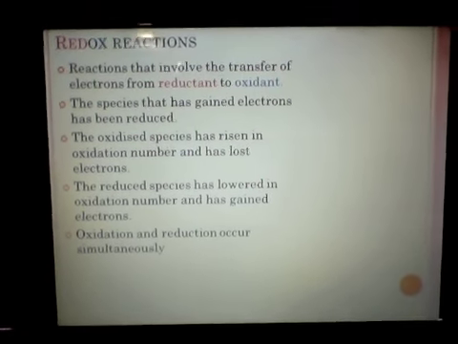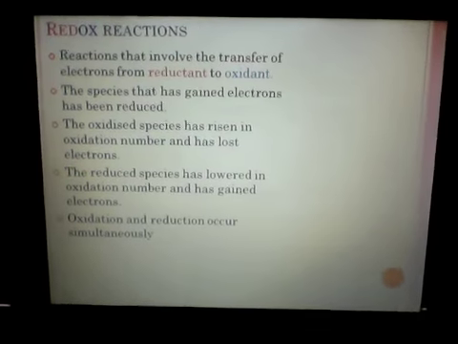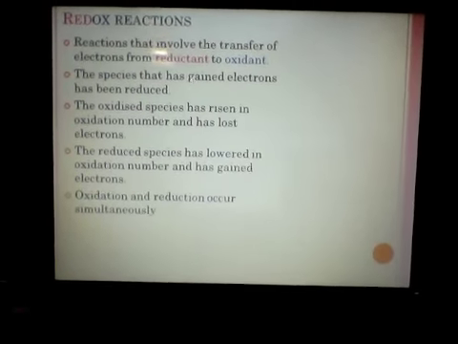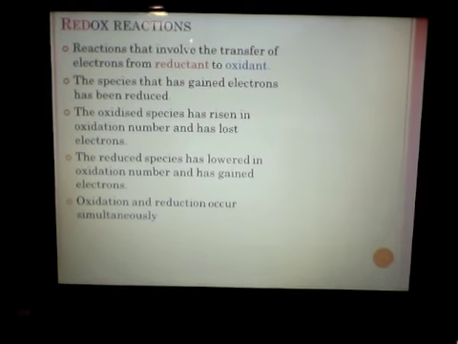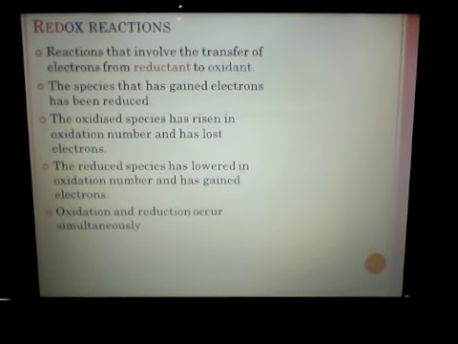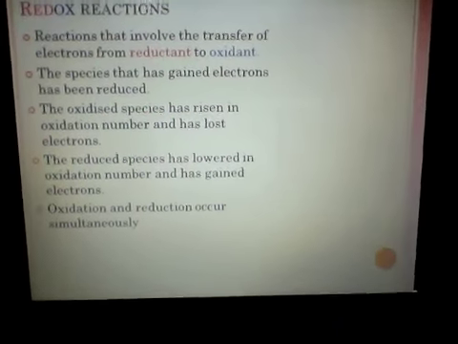Oxidation and reduction occur simultaneously. This is important. Where are the electrons going? We can't just spit out electrons. They have to go from one species to another. What do they go from? Oxidant to reductant, or reductant to oxidant.